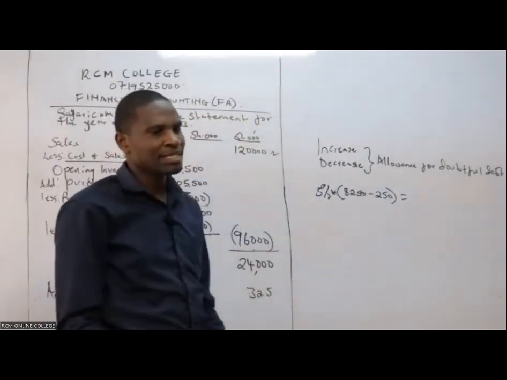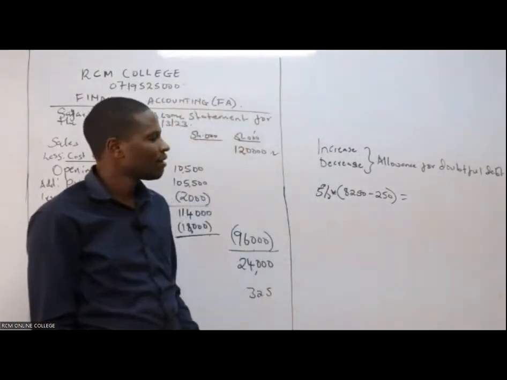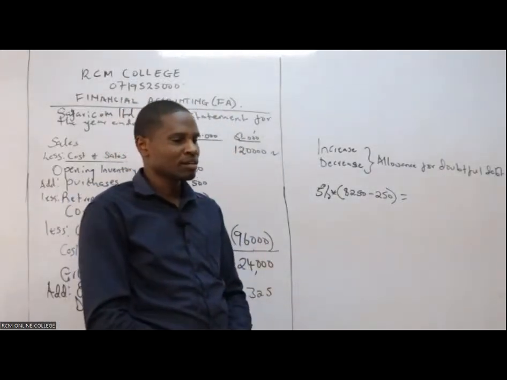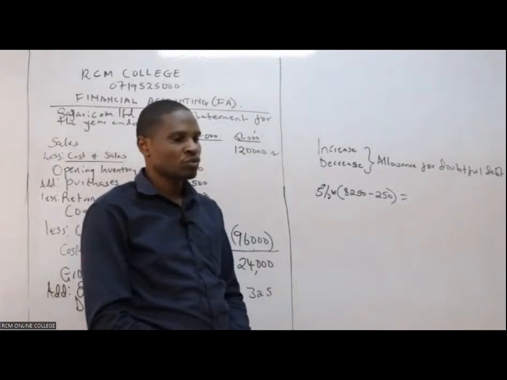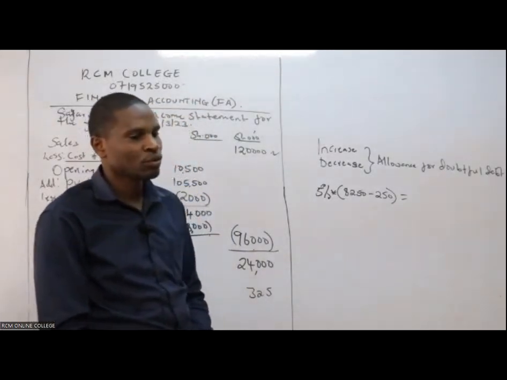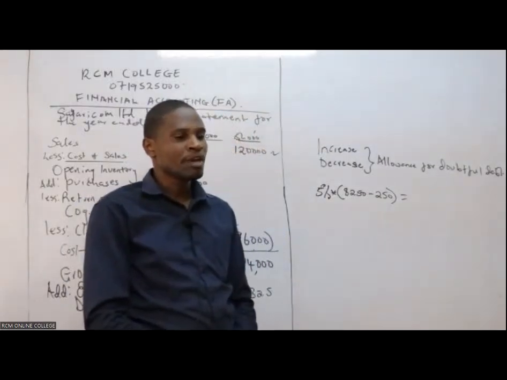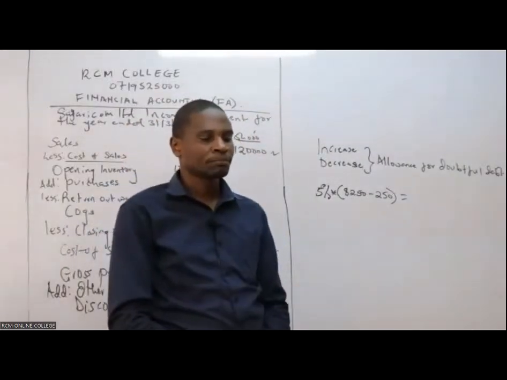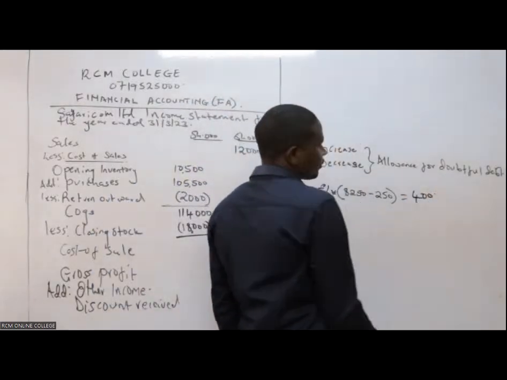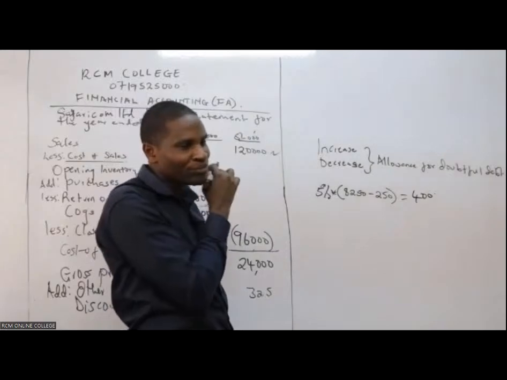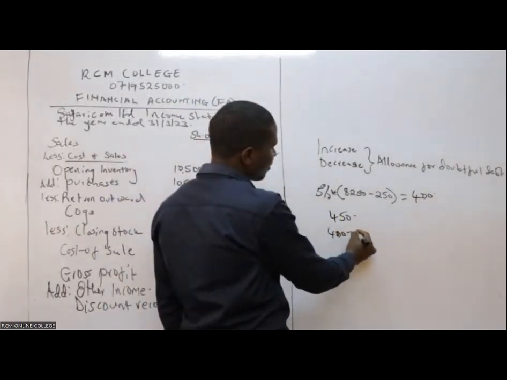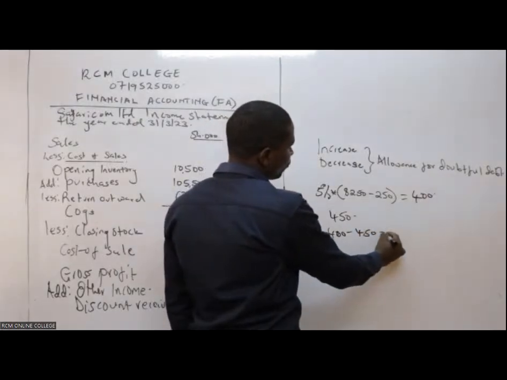How much do we get as allowance? What was allowed? 5% of 8,000. That was the provision. The provision was given for 50 and then the allowance was 5%. So can you give me 5% of 8,000? 400. And the provision was for 450. So it will be 400 minus 450, which will give you minus 50.